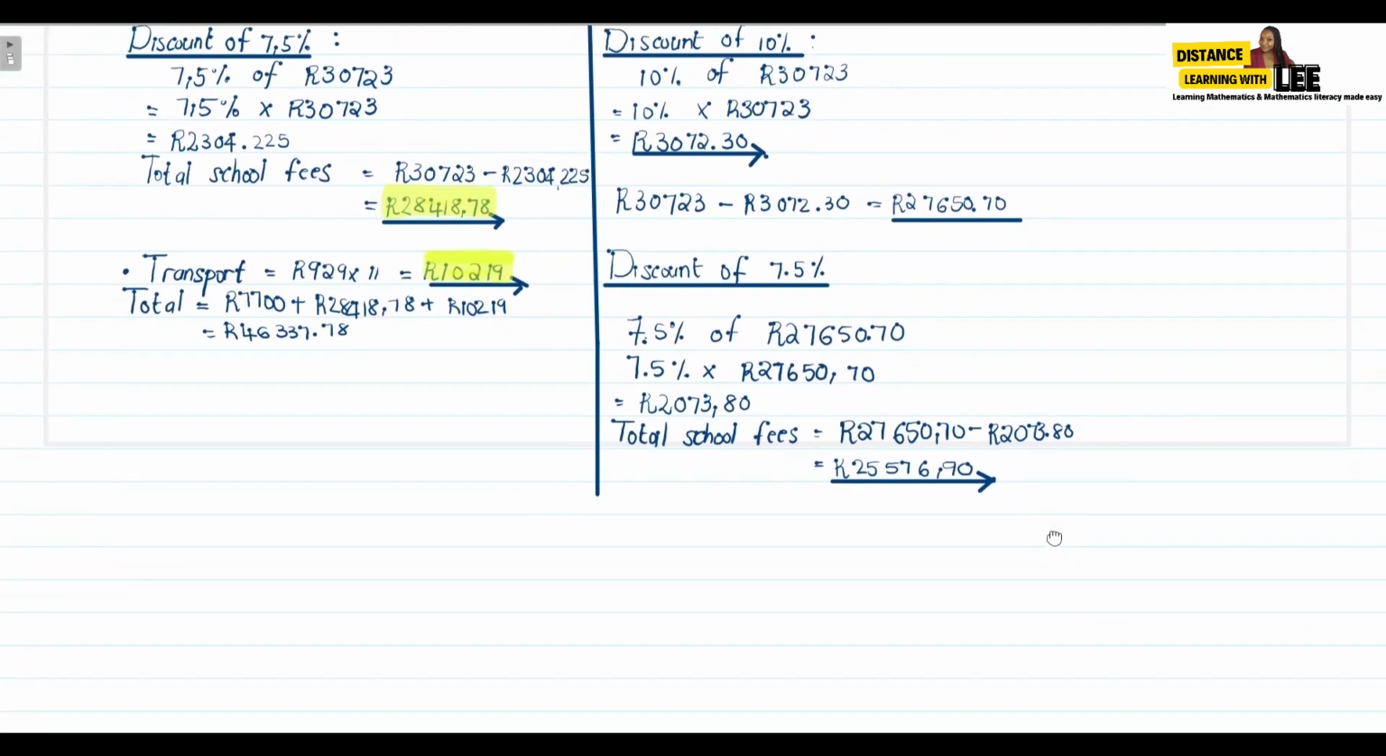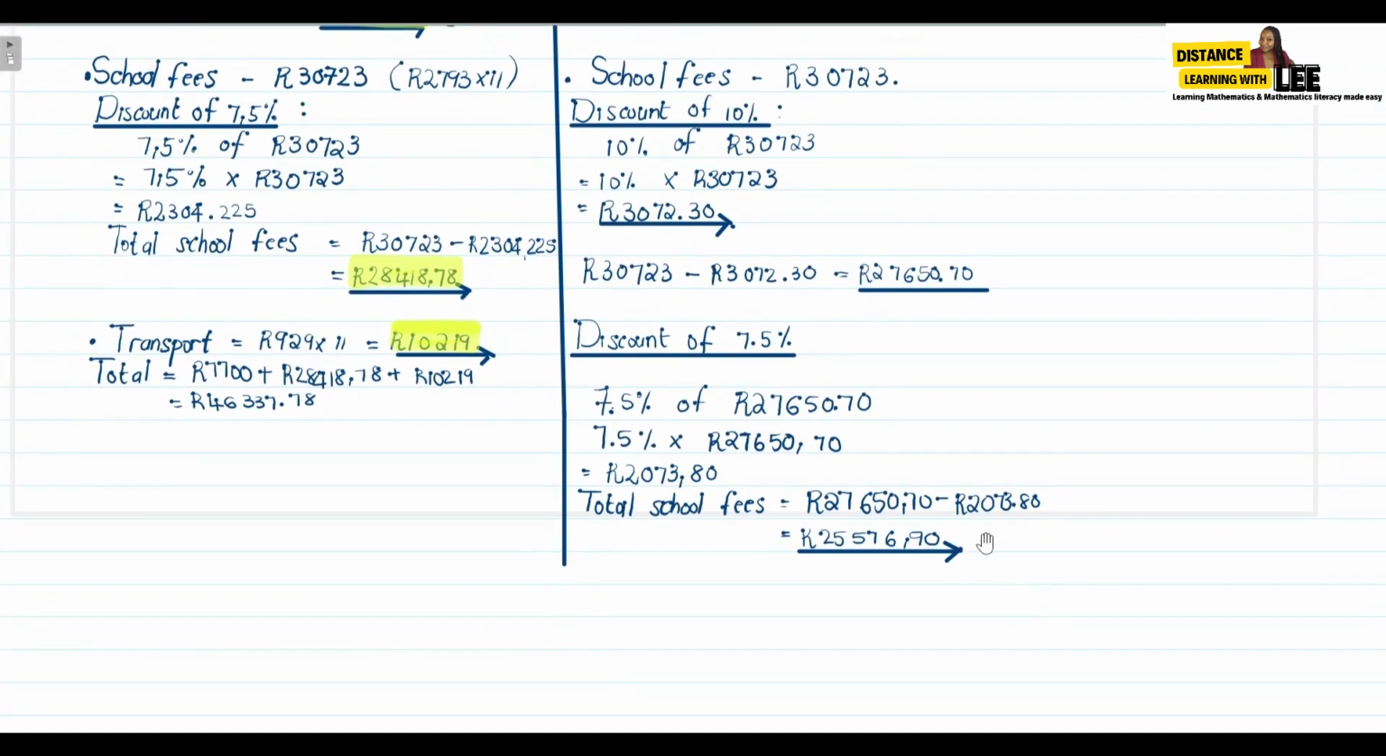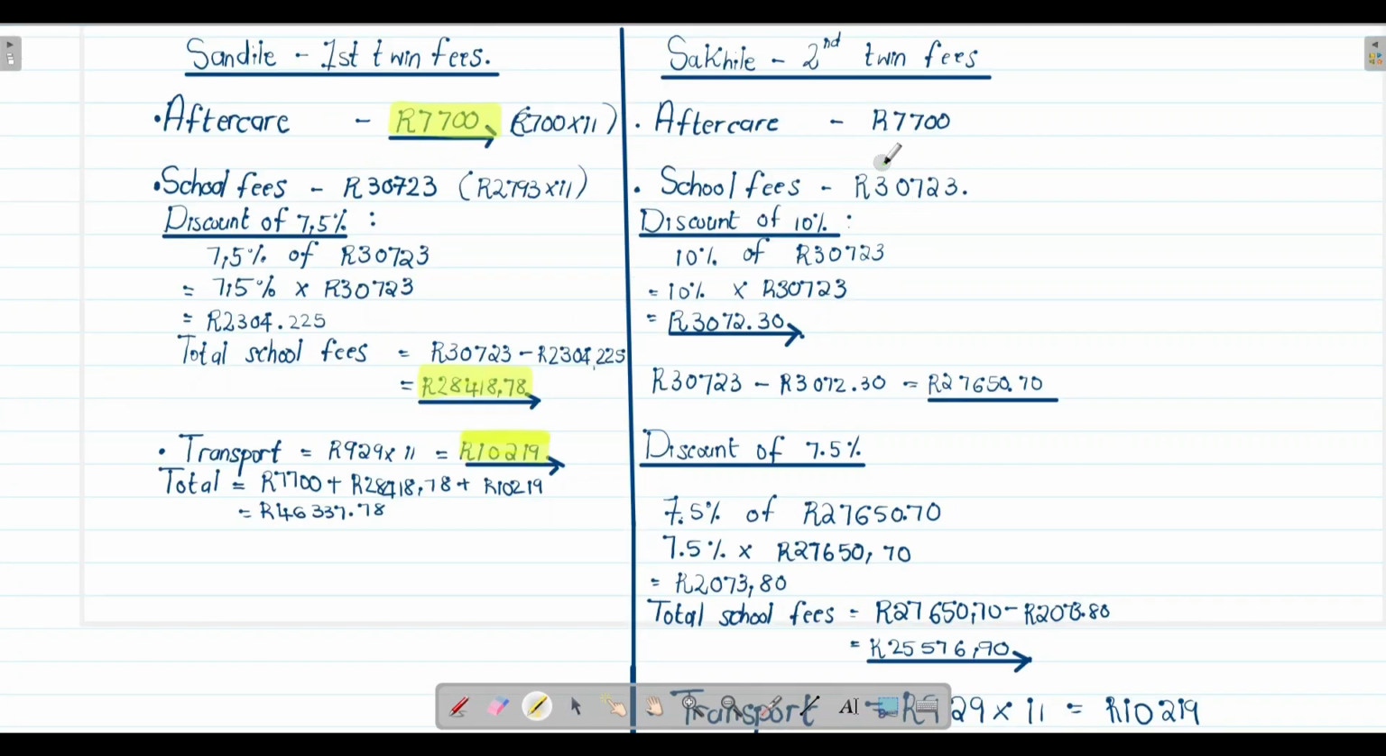We still need to calculate what are the transport costs for Usakile, right? And you already know that the transport was 929 per child for transport, and that needs to be multiplied by 11 months, right? And that was equal to 10,219, right? Okay, so we've calculated the amount that she pays for aftercare for the second twin, and we found that to be 7,700, which is still the same, right?